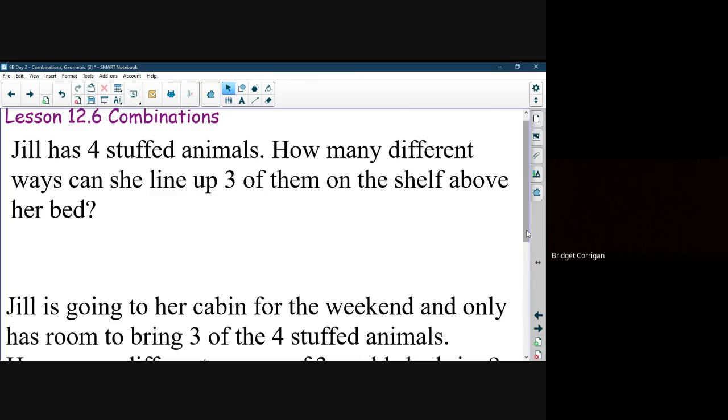If Jill has 4 stuffed animals, how many different ways can she line up 3 of them on a shelf above her bed? So she's lining up 3 of her 4 stuffed animals. So if you think about it, she's got 3 spots on her shelf that she's going to put one of her 4 stuffed animals in each spot. Okay, so for the first spot, she has 4 to choose from. Her second spot, she has 3 left to choose from, and her third spot, she has 2 left to choose from.